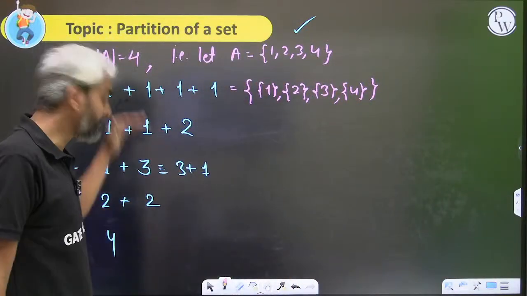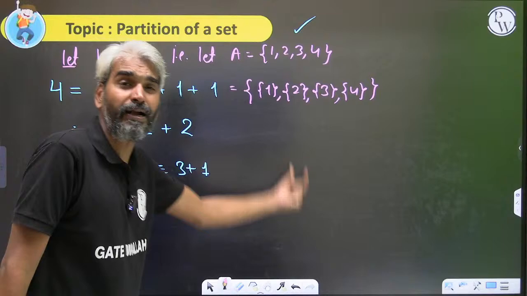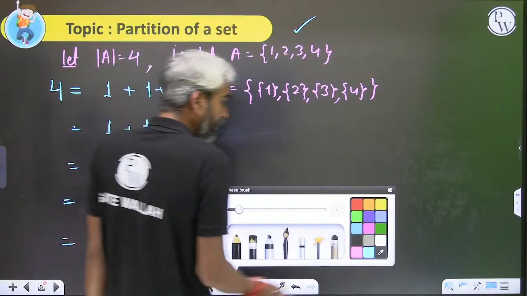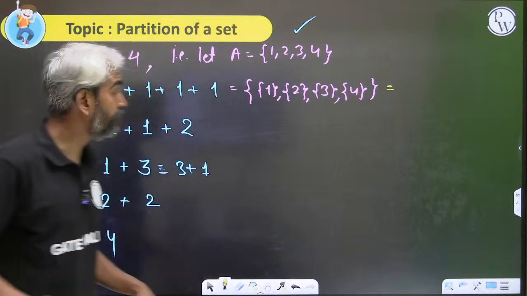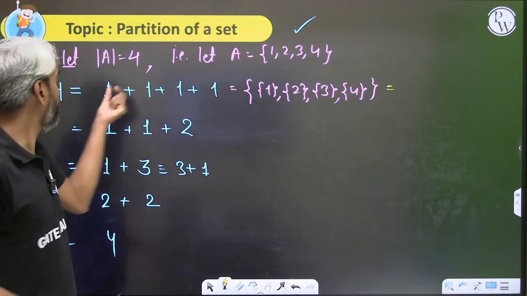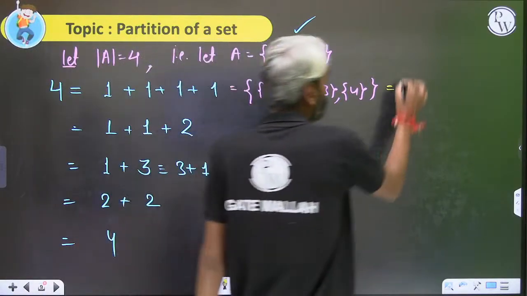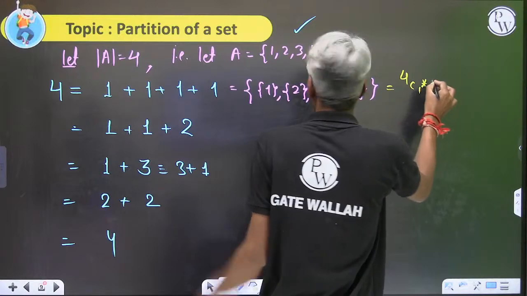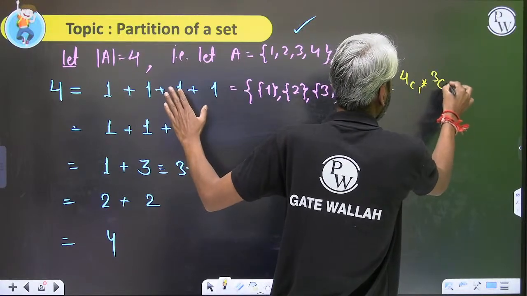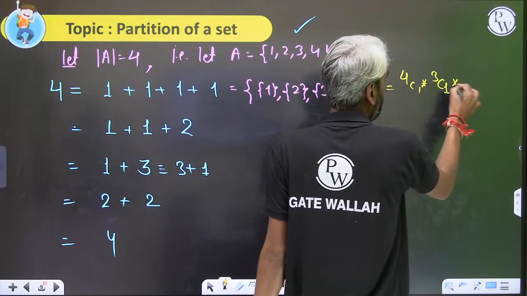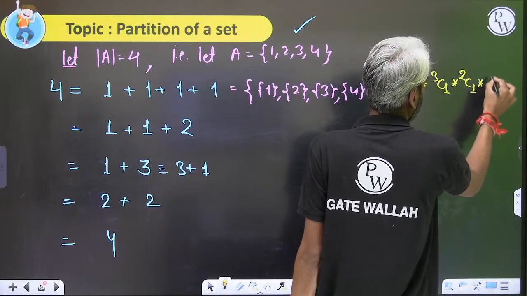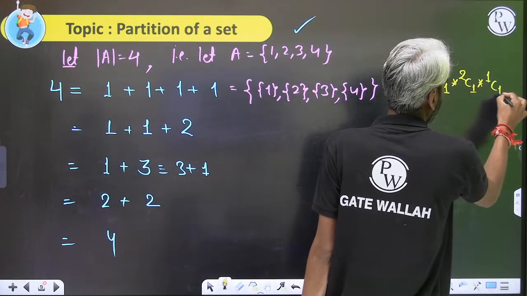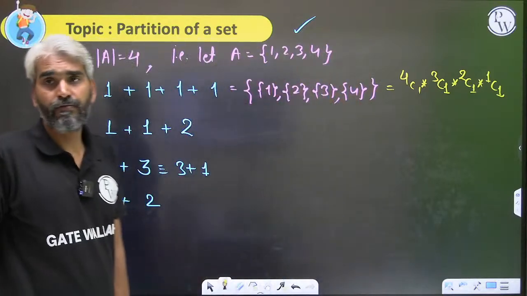Now my question is, sir, do we need to write these partitions all the time? No, you need to identify a technique using which you can actually calculate this value. So, sir, out of 4 elements, the first element can be chosen in 4C1 ways, and out of the remaining 3 elements, the next element can be chosen in 3C1 ways. Out of the remaining 2, the third element can be chosen in 2C1 ways, and from the one element left, the last one can be chosen in 1C1 way.